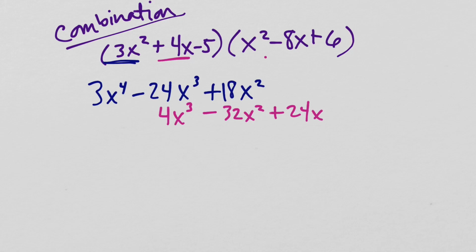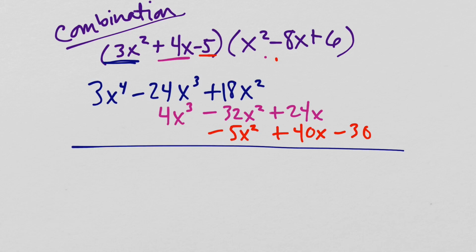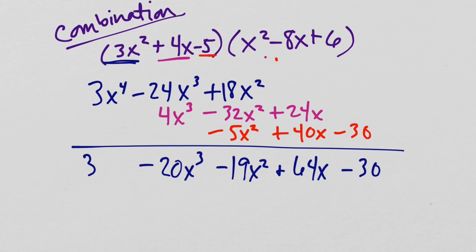So then the last one, I'm going to take this negative 5 and distribute that into each value in this second trinomial. So negative 5 times x squared is negative 5x squared, and again, I'm going to vertically line it up in the column of the x squared. Then I have a 40x, and I have negative 30. So now, in the end, we just add down the columns. Negative 30, 64x, negative 19x squared, and negative 20x to the third, and then bring down 3x to the fourth.